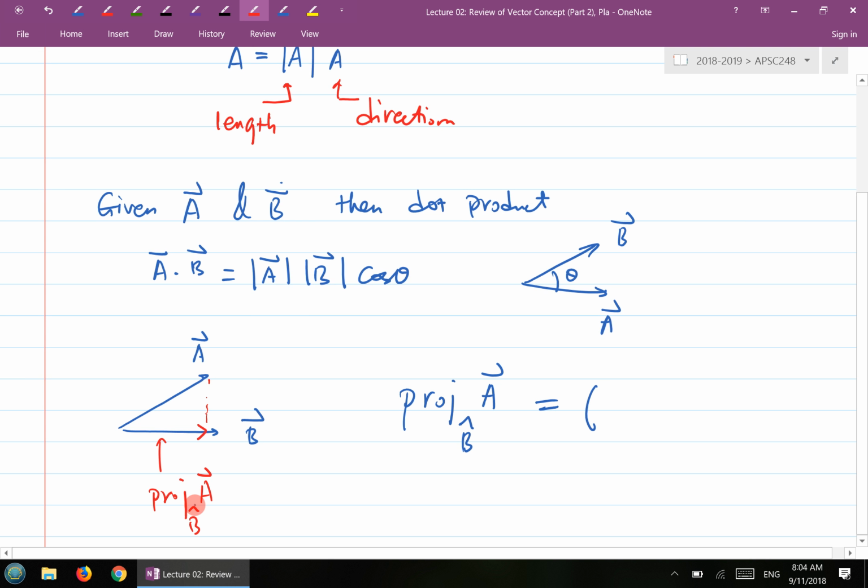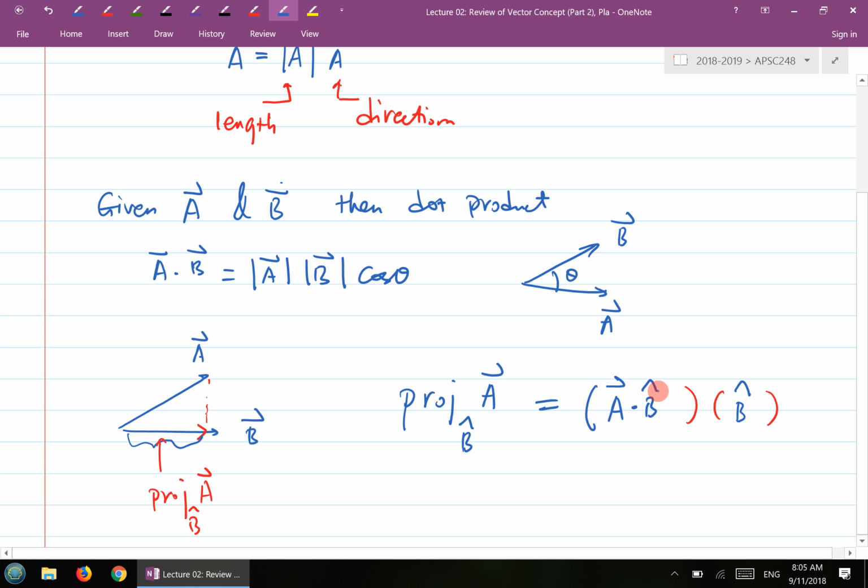Any vector has two components. One is the length, the other is the direction. This new vector is no different: it has a length and a direction. The direction is very straightforward, it is the direction given by the B vector, which is B hat. The length is the length of this portion right here, and that happens to be A dot B hat.